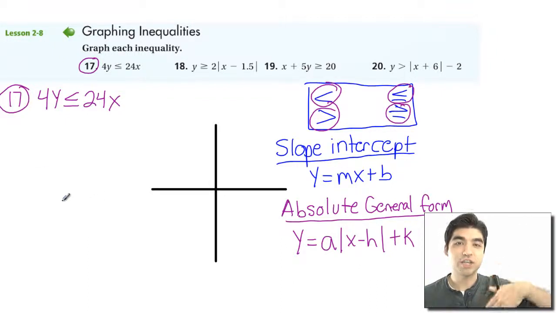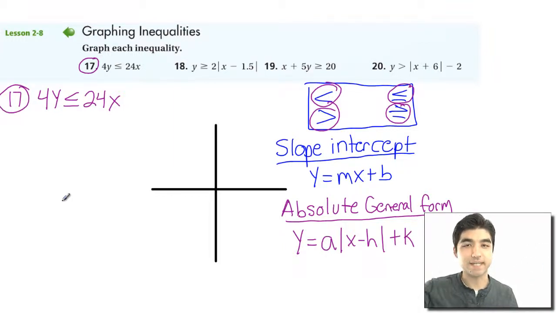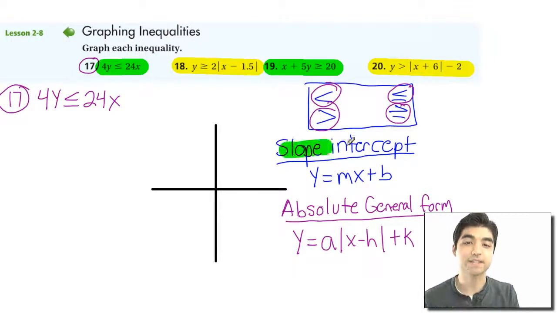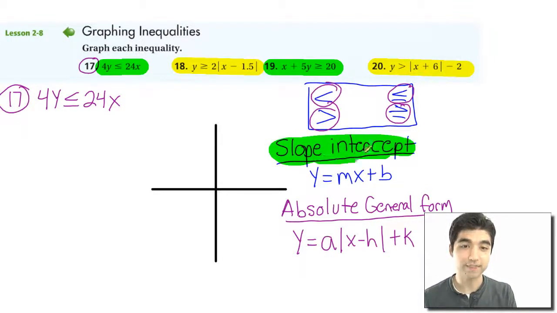So we're going to have to shade a certain part of the graph, either the top or the bottom of the graph. And I'm going to show you how to do that. The first step that I would do is, okay, first of all, you have two different types of equations. You have linear equations like 17 and 19, and then you also have absolute value equations like 18 and 20. Now the linear equations, you're going to put the equation in this form right here, the slope-intercept form. So look at that, slope-intercept form looks like that.